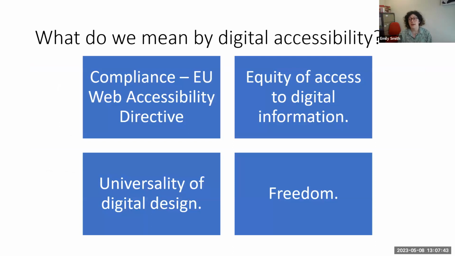That's things like ensuring that any images have a textual alternative. So for instance, alt text. It's things like using headers and accessible color contrast as well. Digital accessibility also means equity of access to digital information.